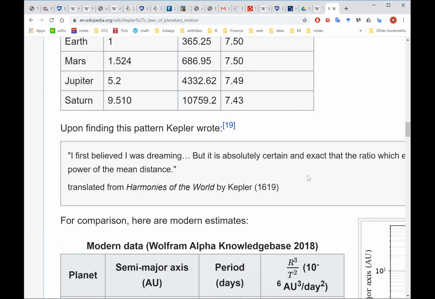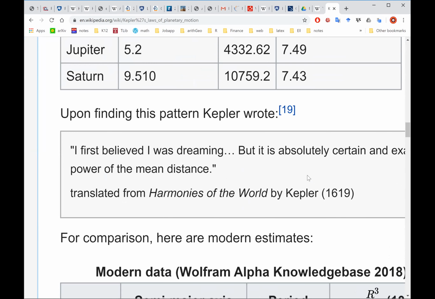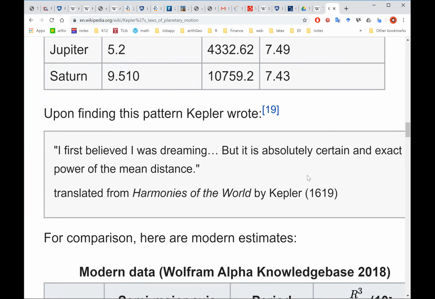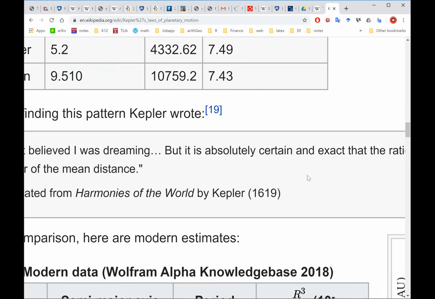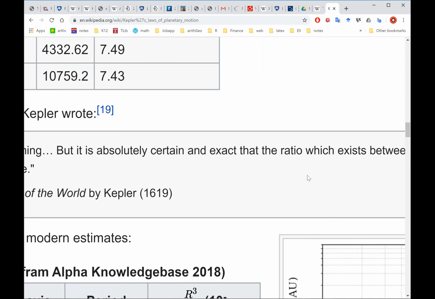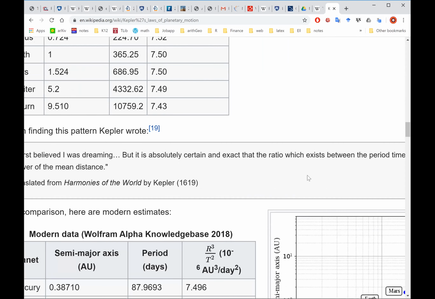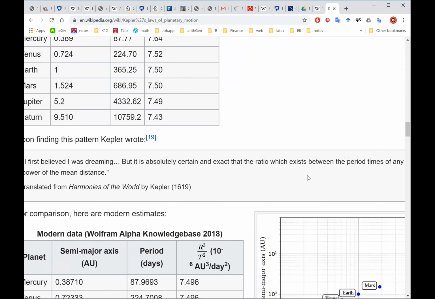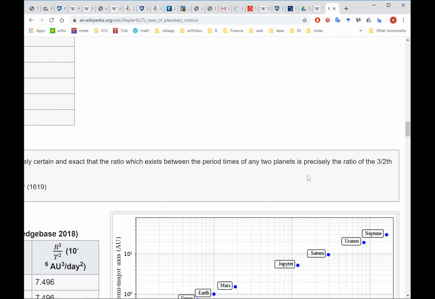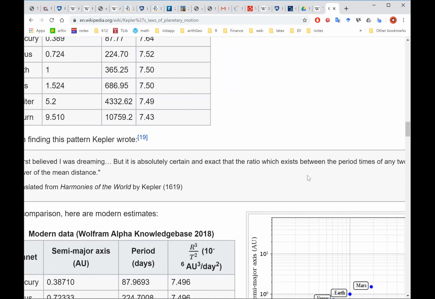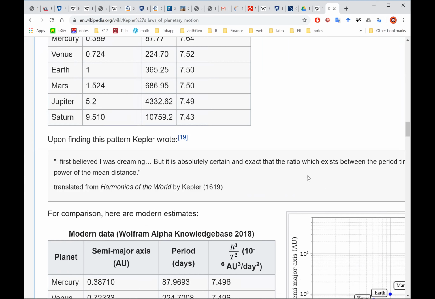You see what Kepler wrote upon finding this pattern: I first believed I was dreaming, but it is absolutely certain and exact that the ratio which exists between the periods of any two planets is precisely the ratio of the 3/2 power of the mean distance. Now let's go back to our OneNote.